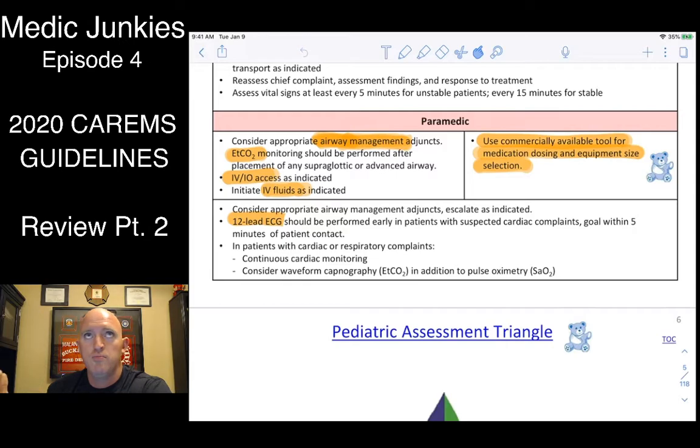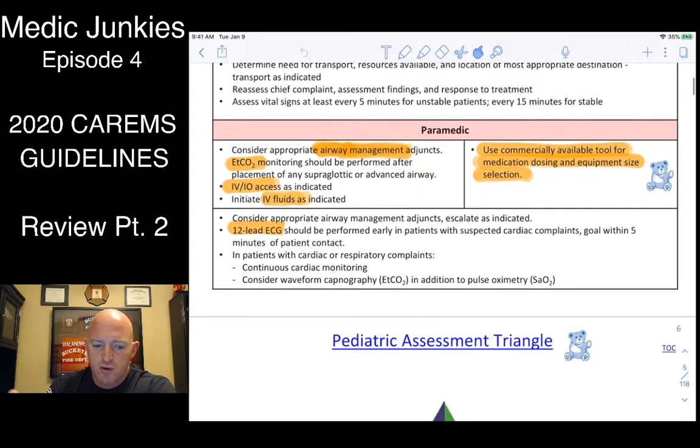You know, using that old PALS standard of 8 plus 2 times the age, that would give you your kilos, and then everything is weight-based here. With our airway management under supportive care, again, we should always be monitoring end tidals when we have an airway involved, especially advanced airways. It's a guarantee you must have end tidal on there.